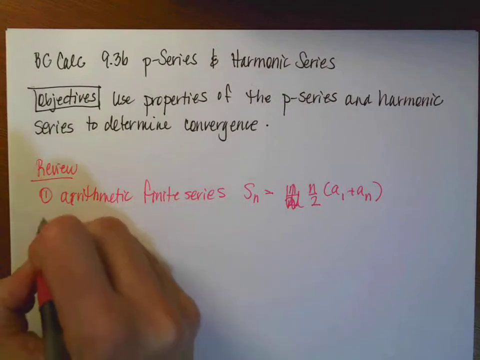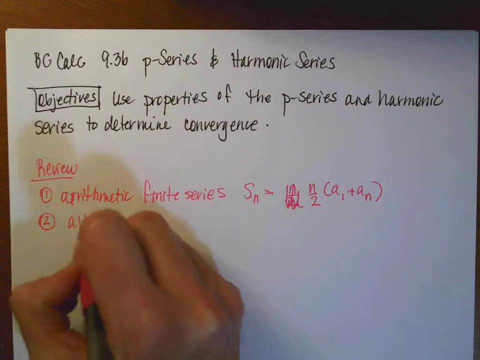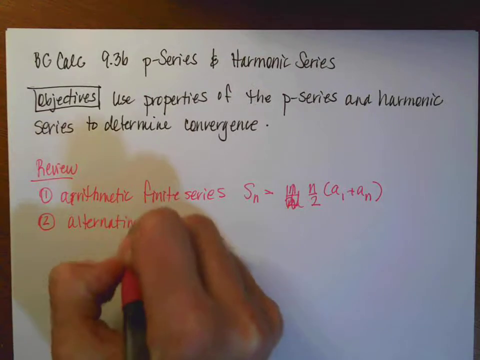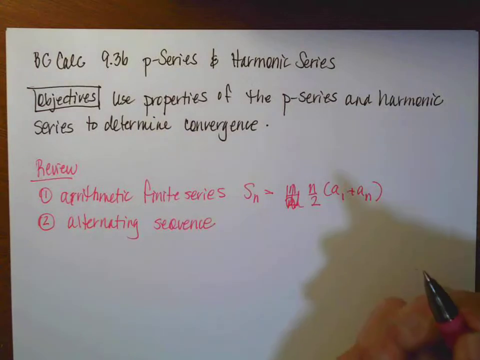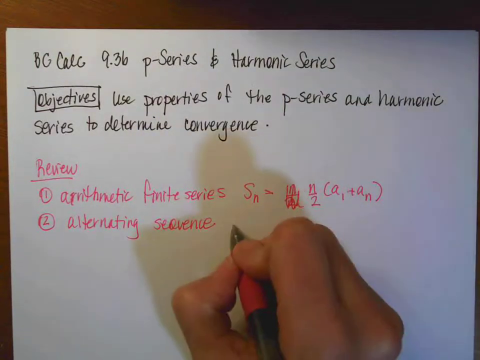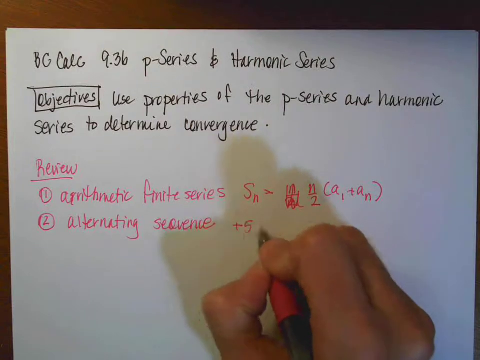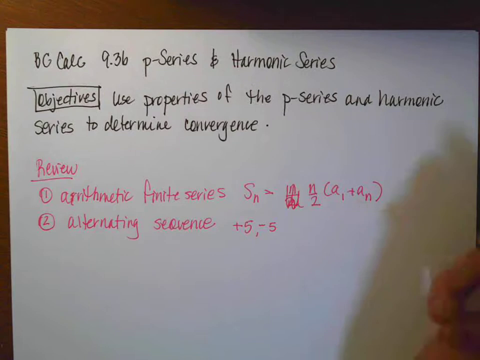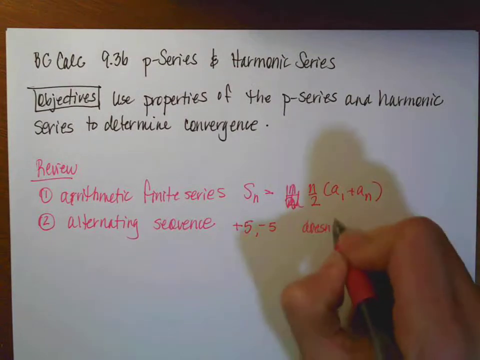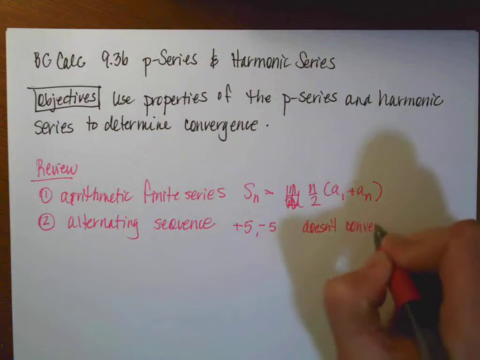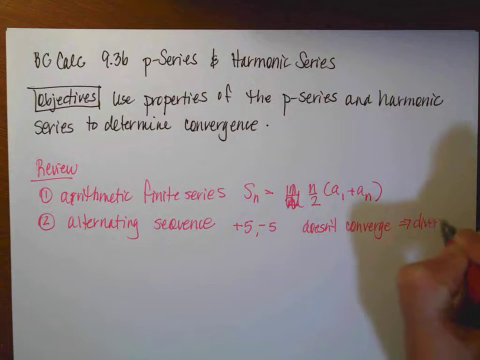Alrighty. The next thing that we would list is an alternating sequence. For an alternating sequence, that might mean that the first term is positive, like a positive 5, and the second term is a negative 5. This one is not going to converge, so it diverges.